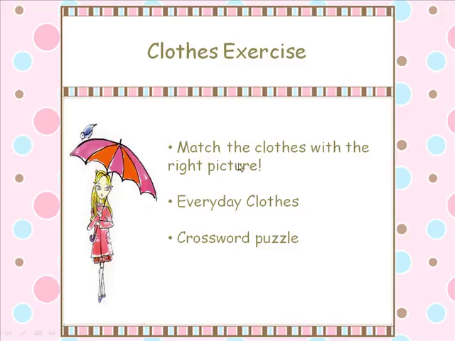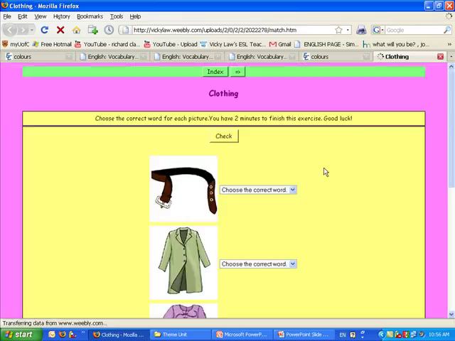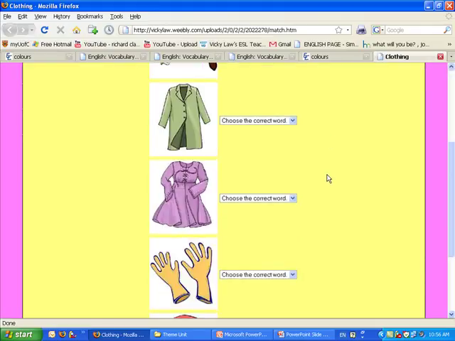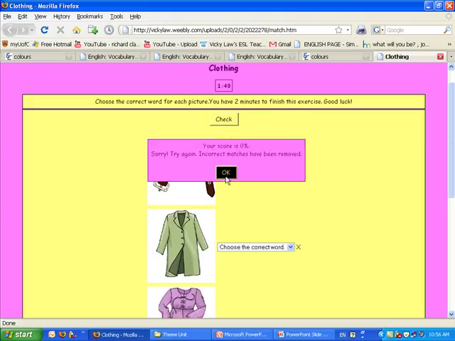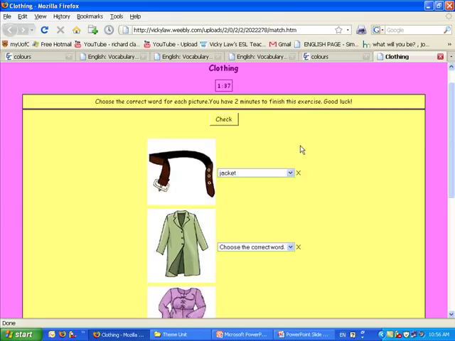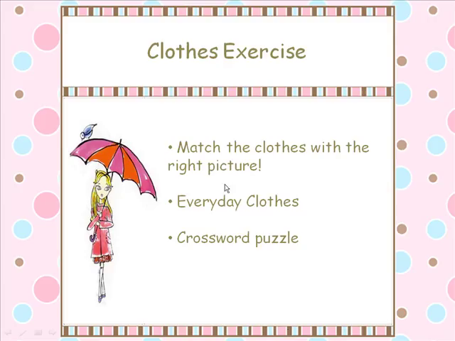Here are more Hot Potatoes exercises. The first exercise, I designed this Hot Potatoes exercise myself, and students are going to have a look at the picture and choose the right word for the picture. So for example, if they choose a jacket, that's not going to work because that's not a jacket. If you check, it will say your score is 0. Sorry, try again. So students have 2 minutes to finish this exercise. Here's the timing. So that's the first one.